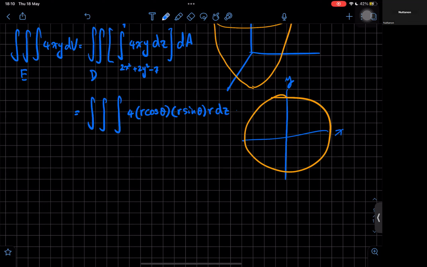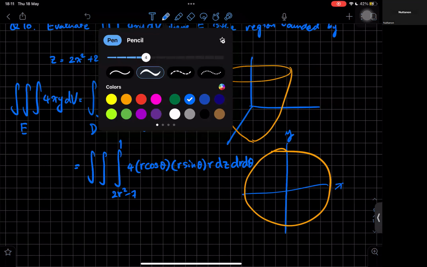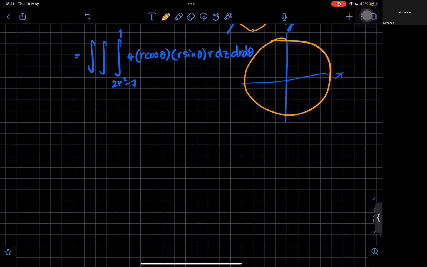R dz dr d theta. Okay. And it's dr d theta, right, in the xy plane. So 2x squared plus 2y squared will become 2r squared minus 7. And this one is 1. The radius of this one, if you see that at the upper, when you project this one, you will see the biggest circle. So the biggest circle is at that equal to 1.